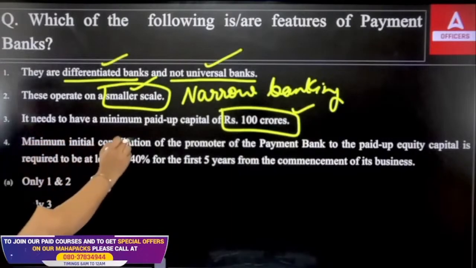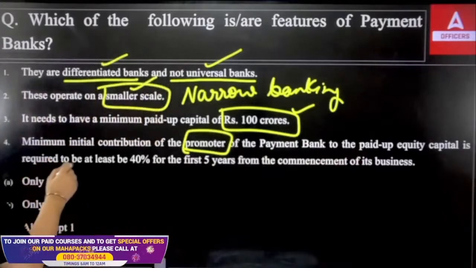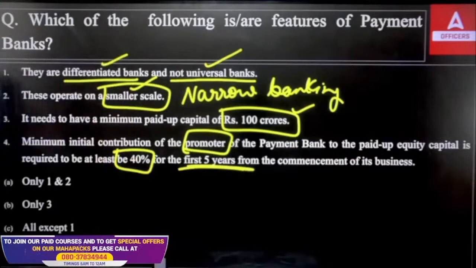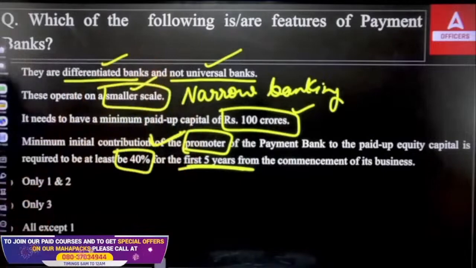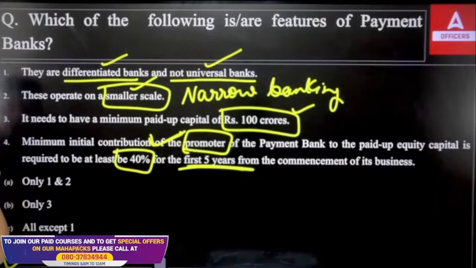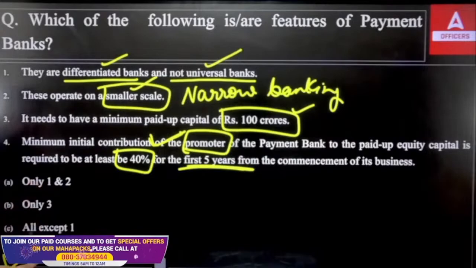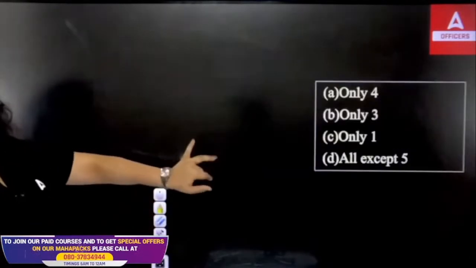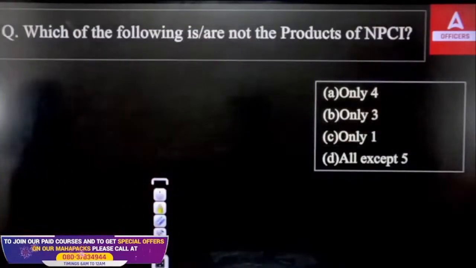The minimum initial contribution of the promoter of the payment bank to the paid up equity capital is required to be at least 40% for the first 5 years from when you have commenced your business. So this is also true. The promoter contribution in the initial 5 years will be 40% only. It means all are the features of the payment bank. Okay, all are correct. Right answer will be D option. So the right answer is what? D option. Clear?